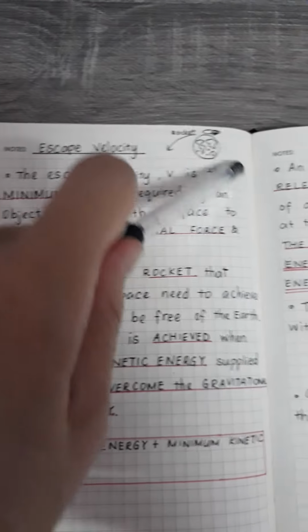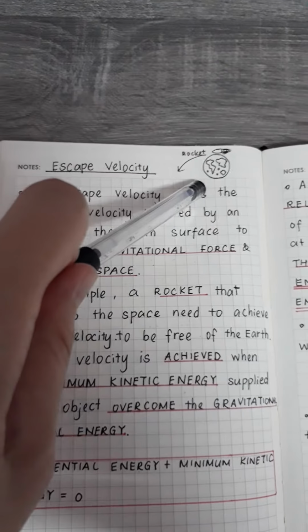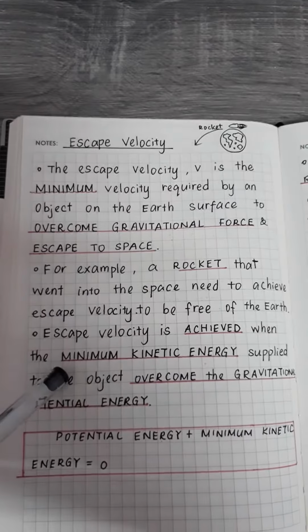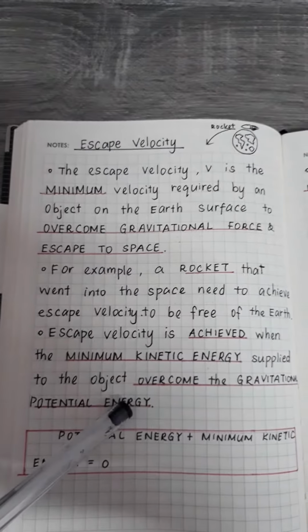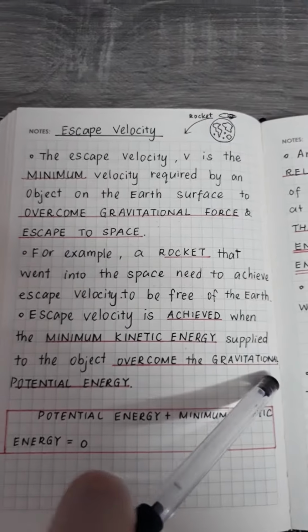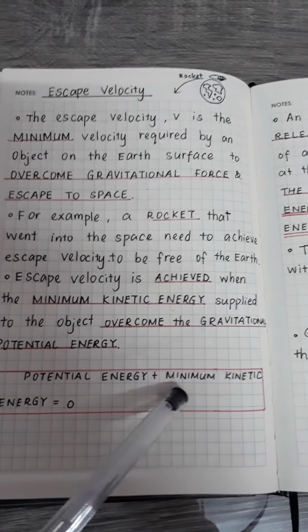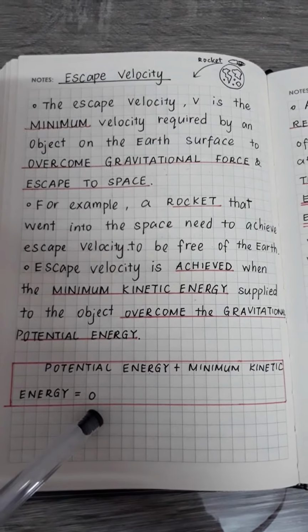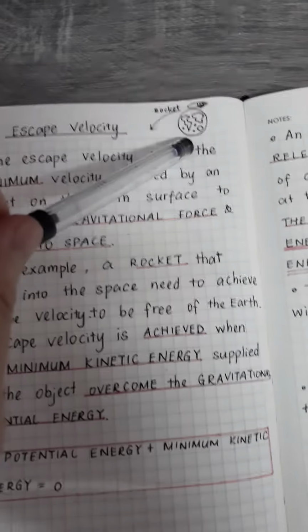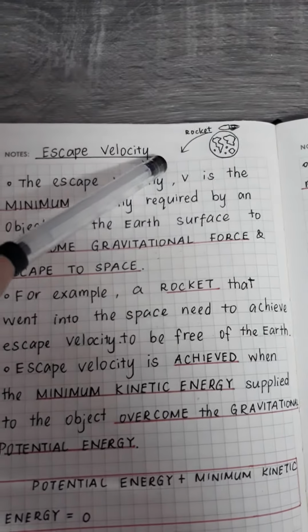As we said just now, the Earth has gravitational potential energy. So we need to supply the minimum kinetic energy to the object so that it can overcome the gravitational potential energy. The potential energy plus the minimum kinetic energy must be equal to 0 in order for the object, or the rocket in this case, to escape to the space.